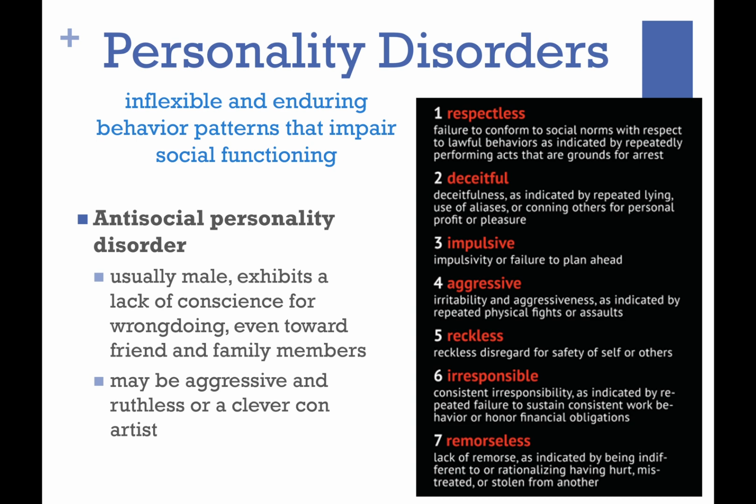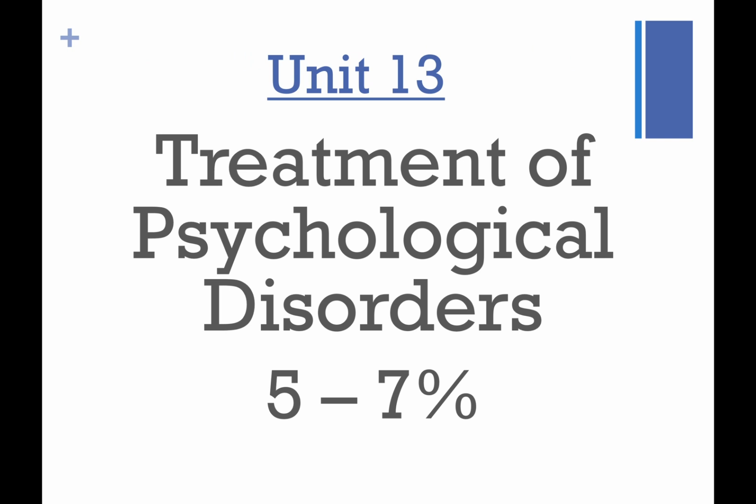Irresponsible. Consistent irresponsibility is indicated by repeated failure to sustain consistent work, behavior, or honor financial obligations. Again, this is something that is unique in antisocial that doesn't exist necessarily with people as a symptom of narcissism. And of course, remorseless. Complete lack of remorse as indicated by being indifferent or even rationalizing having hurt, mistreated, or stolen from someone else. So that's it for chapter 12.